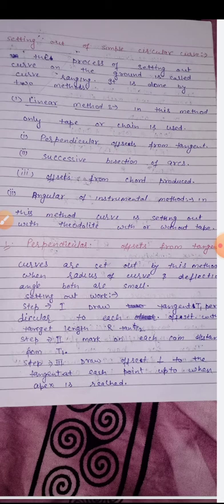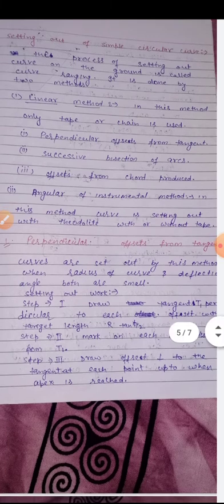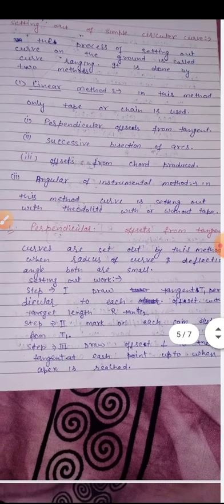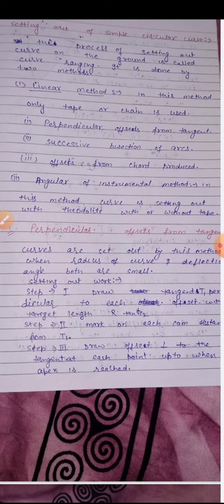Then second is our linear methods, the first part, which is perpendicular offsets from tangent. The curves are set out by this method when the radius of curve and deflection angle both are small.